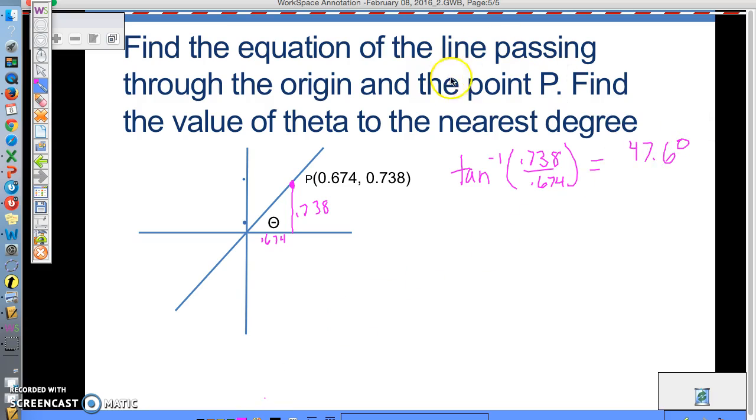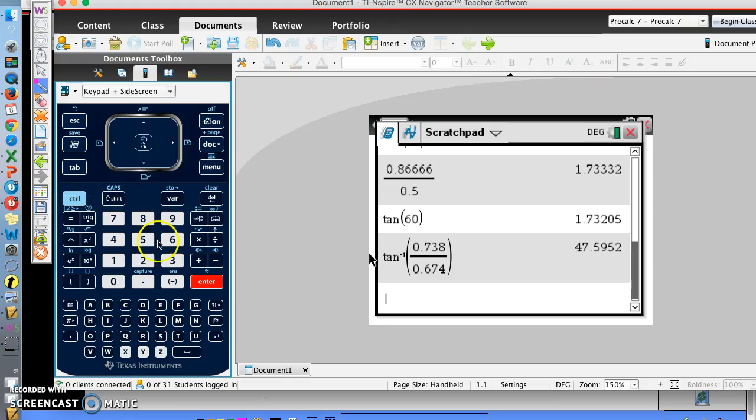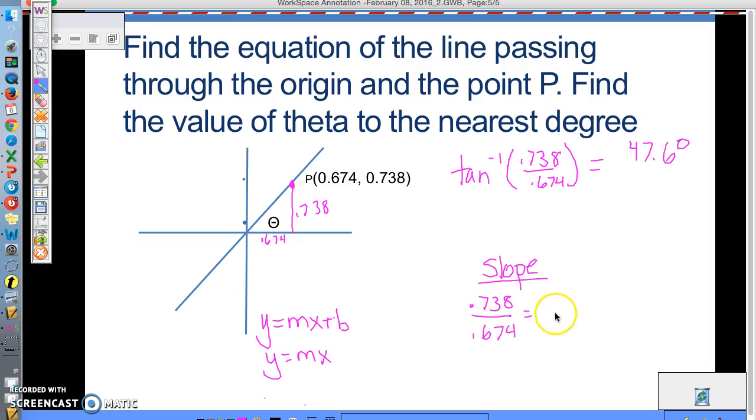So there's our angle, and now we have to find the equation of the line. Well, y equals mx plus b, but we know our intercept is 0, so it's just y equals mx. So we basically have to find that slope. What is our rise over run? Well, 0.738 divided by 0.674. That's our rise over run. So we have 1.09. So our equation would be y equals 1.09x.